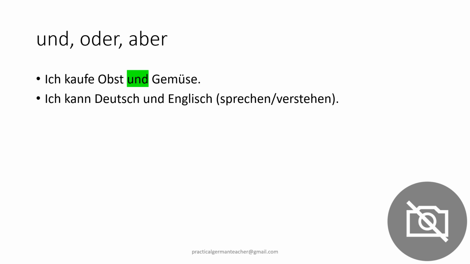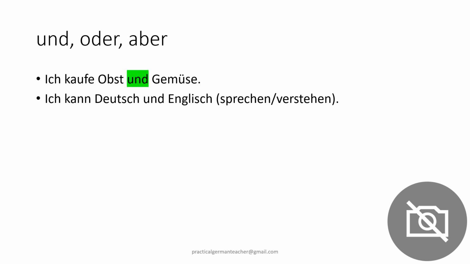This as well. But what is interesting over here is how you say it out loud. As you notice, there are brackets over here. So you may add the verbs sprechen or verstehen, but you don't necessarily have to. What do I mean by this? So you can say ich kann Deutsch und Englisch, or you can say ich kann Deutsch und Englisch sprechen, ich kann Deutsch und Englisch verstehen.